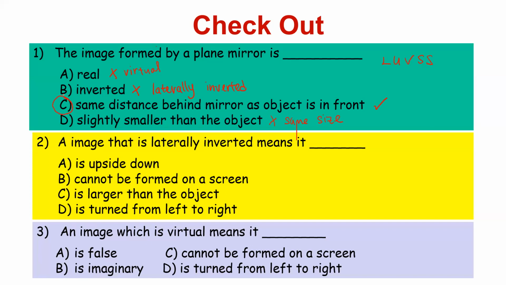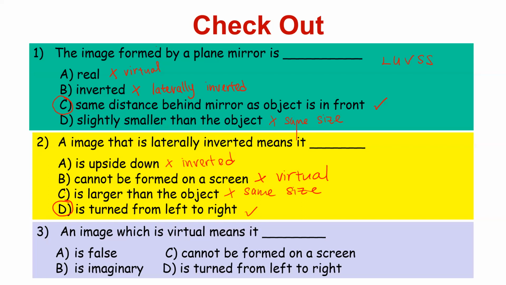Okay, next question. An image that is laterally inverted means, okay, upside down is wrong. Upside down means it is inverted, not laterally inverted. Okay, it cannot be formed on the screen. That is wrong. That's the meaning of virtual. Okay, it is larger than object is wrong. Okay, it should be same size. Okay, laterally inverted means it is turned from left to right. So the answer should be D.